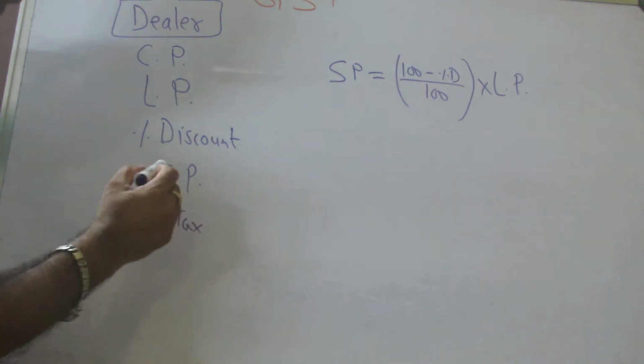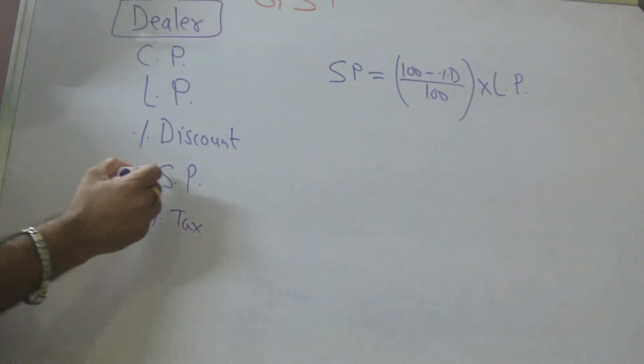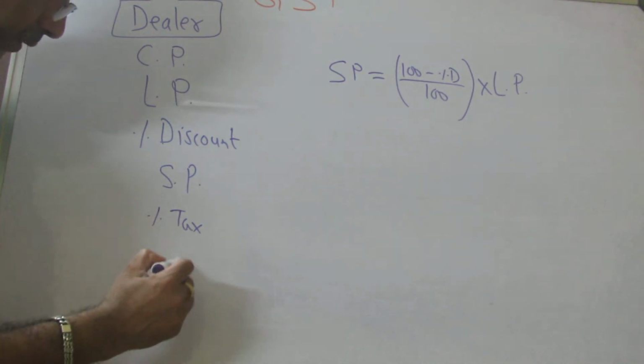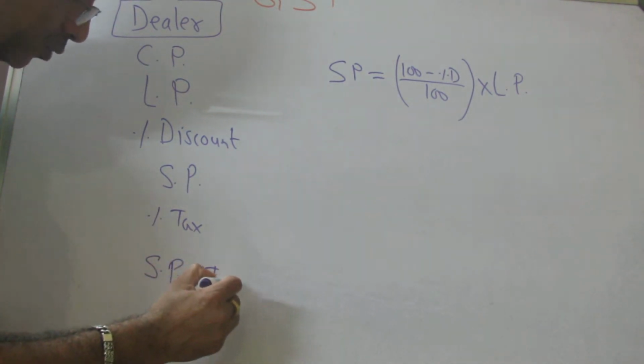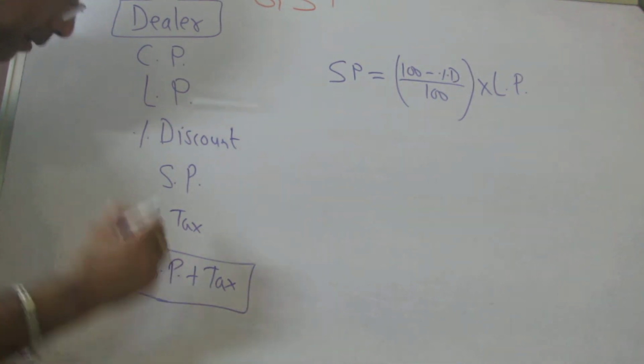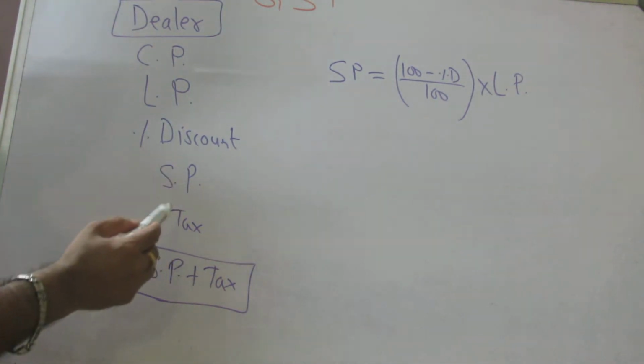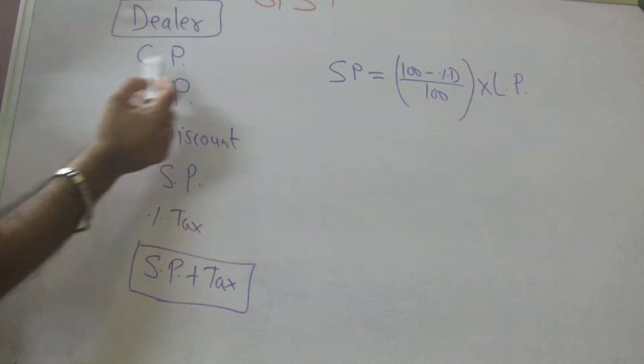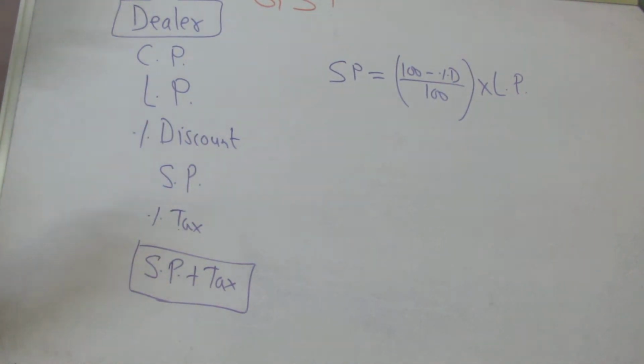Okay, now the consumer, the end consumer, has to pay SP plus tax. So the net amount paid by the consumer is always SP plus tax. We calculate this tax on the SP, which is calculated after factoring in discount. So this is what we need to just understand.